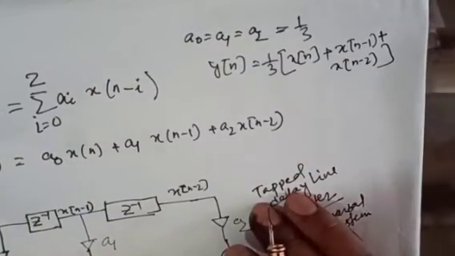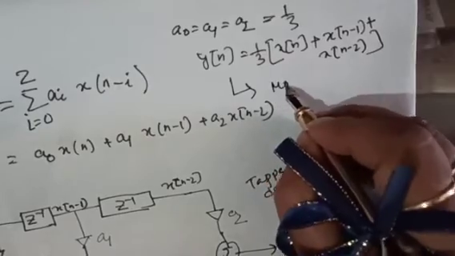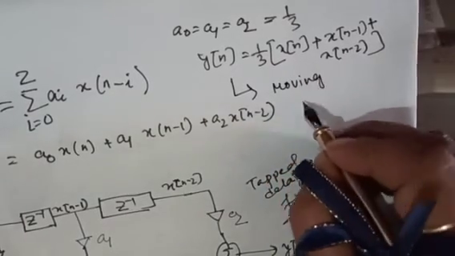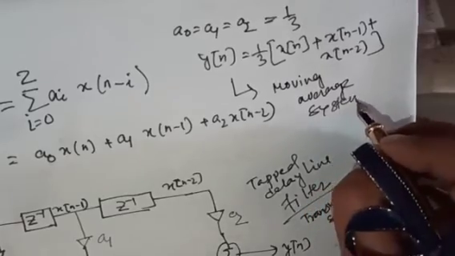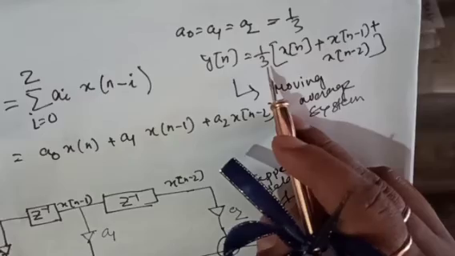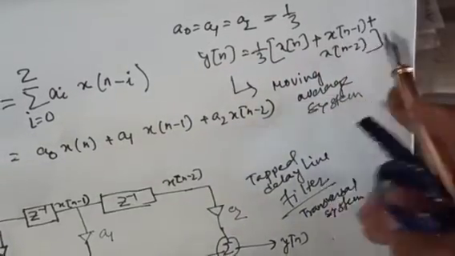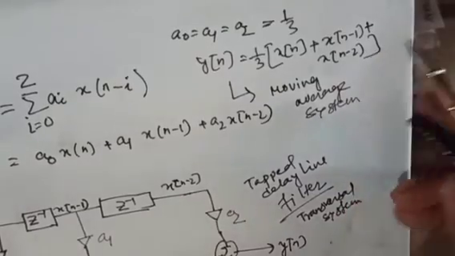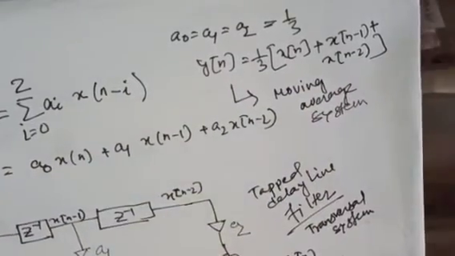So then this is called moving average system. So what is moving average system? This is average because 3 terms are being divided by 3. And moving, this is x of n minus 1, x of n minus 2, x of n minus 3, like that. If it is x of n minus 3, then divided by 4, like that. So it is called moving average system.